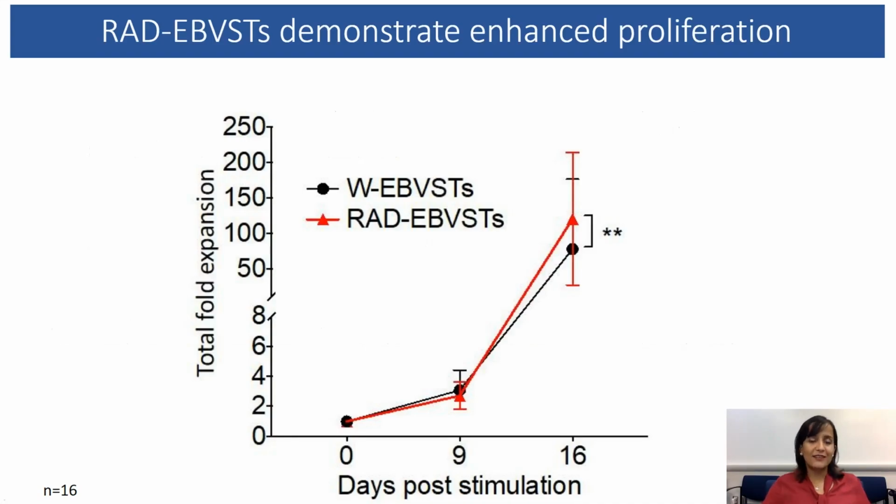So now we did RA depletion. Our ultimate goal is looking at characterizing the functionality of our T cells. So first, we wanted to look into the proliferation of our T cells, where we compare the proliferation of whole EBVSTs, shown here in black, with the RA-depleted EBVSTs, shown here in red.